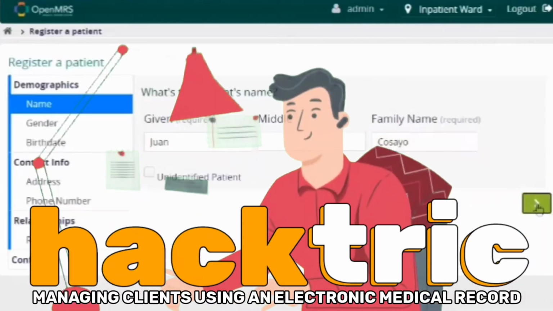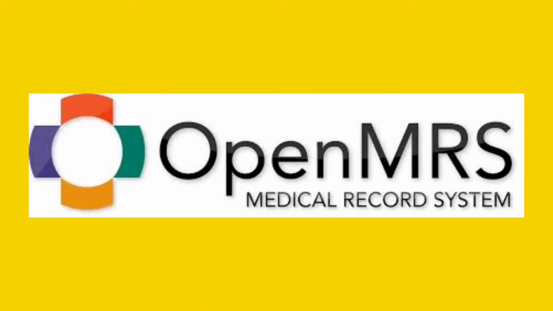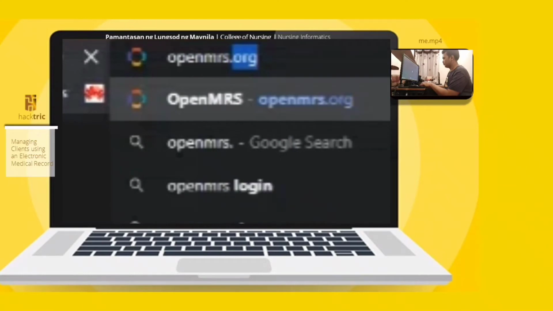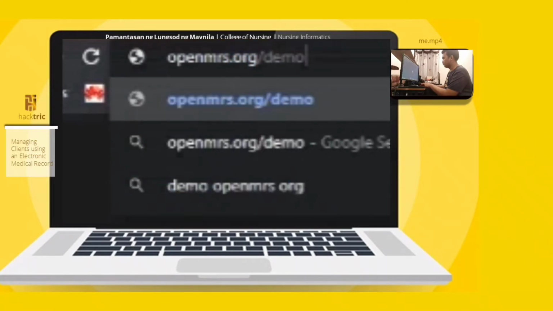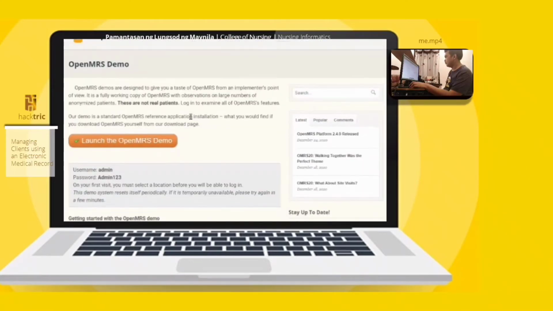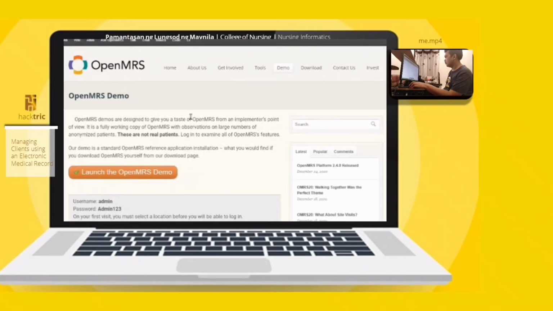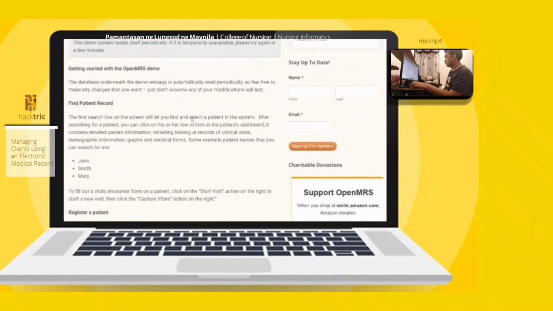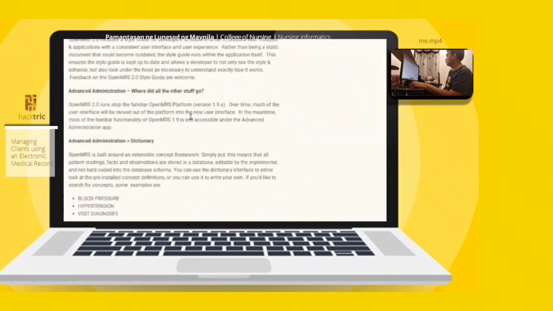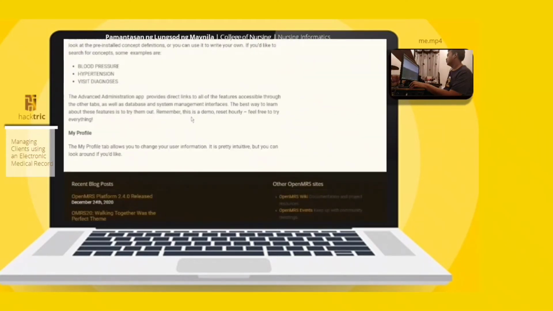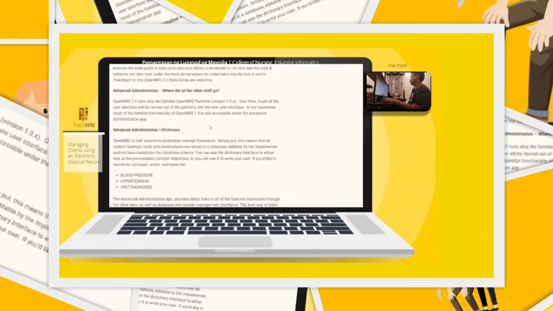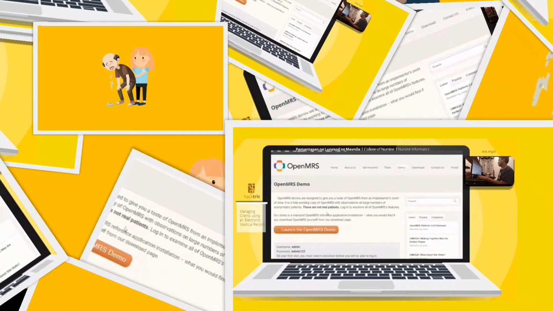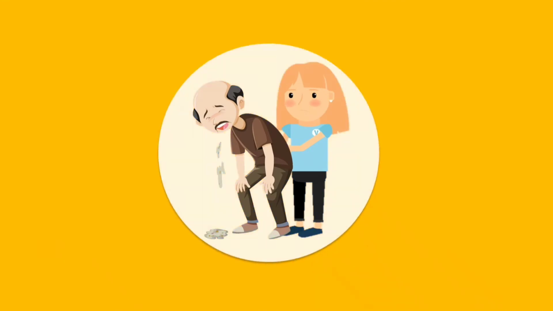With this video, we're going to use OpenMRS, a global leader in open technologies and open standards in healthcare. I'm going to use their demo by going directly to openmrs.org/demo. As you can see and read, OpenMRS demos are designed to give you a taste of OpenMRS from an implementer's point of view. It is a fully working copy of OpenMRS with observations on large numbers of anonymized patients. Remember, these are not real patients. So before we launch the demo, I'm going to present to you first the case I have chosen to record.